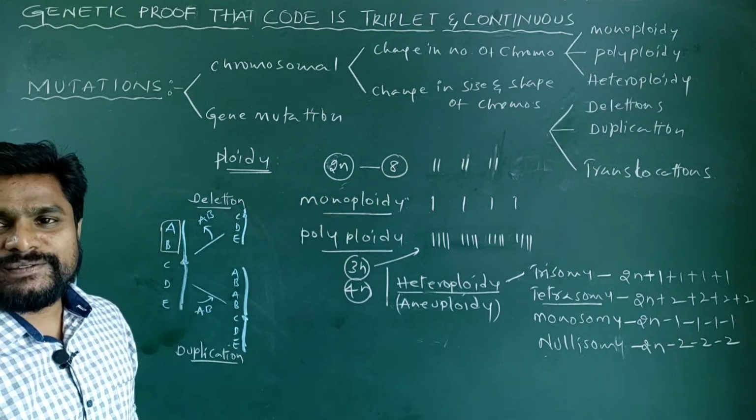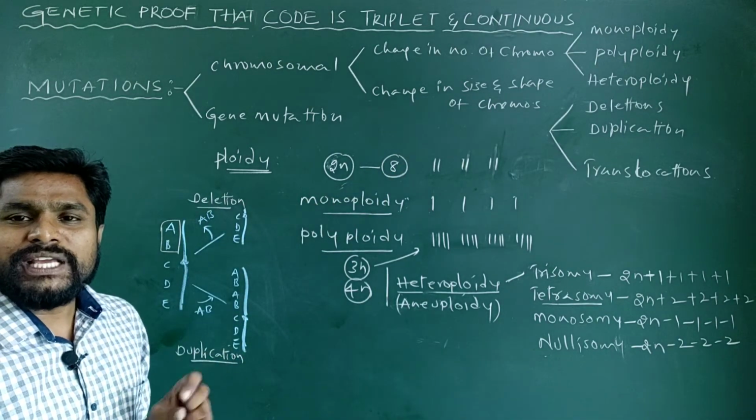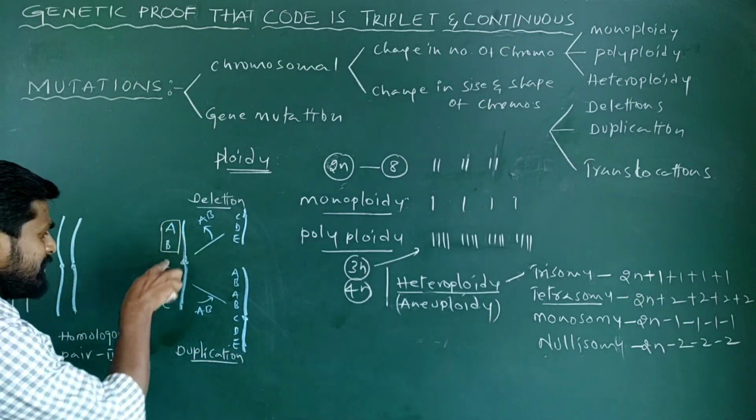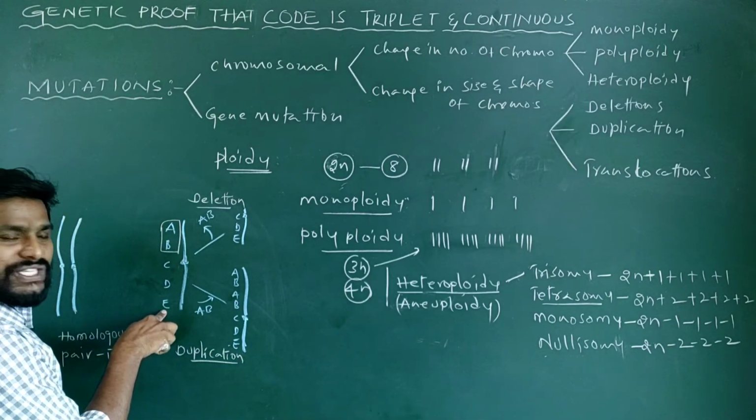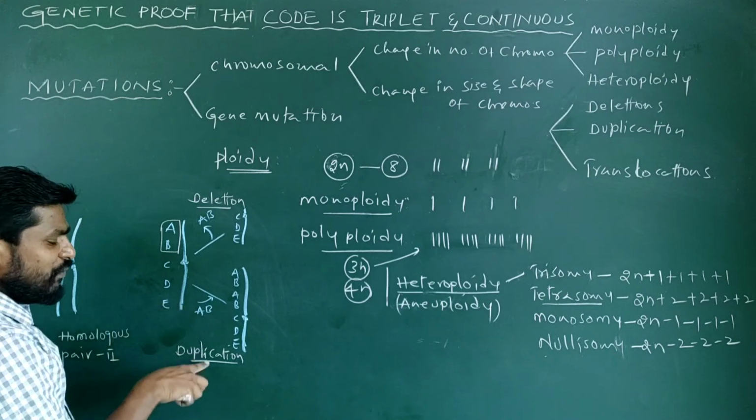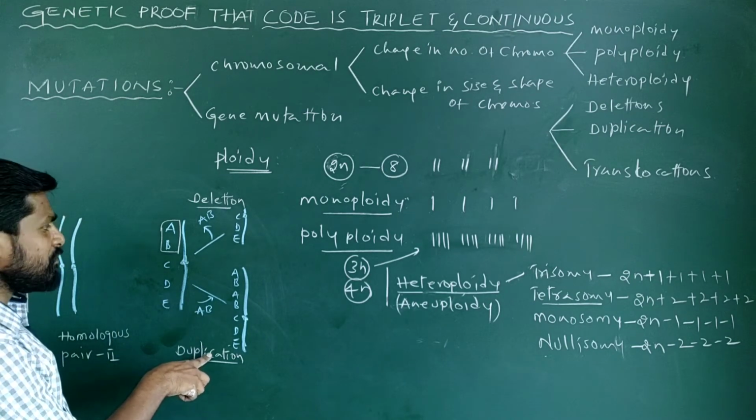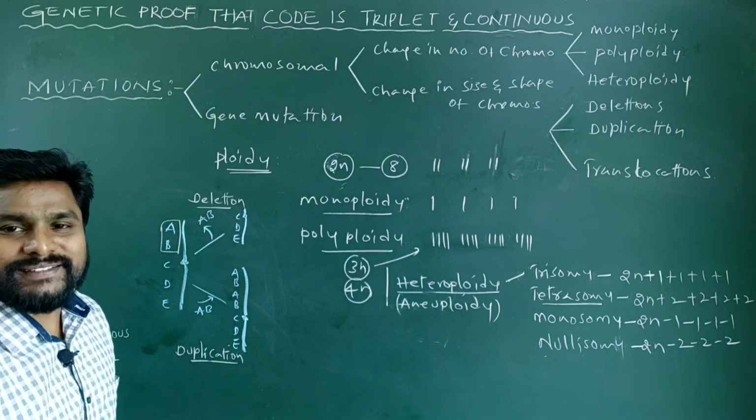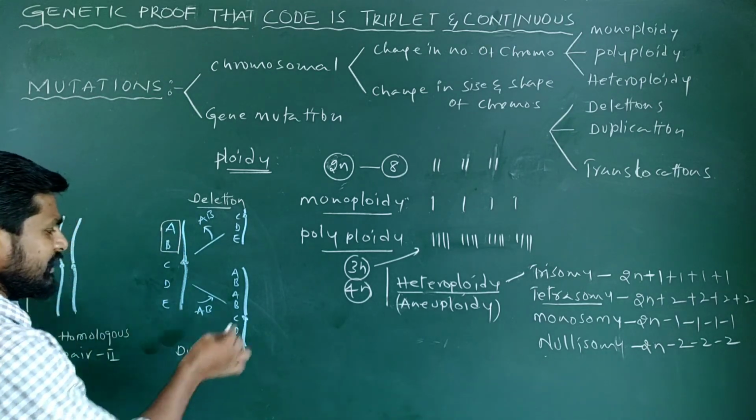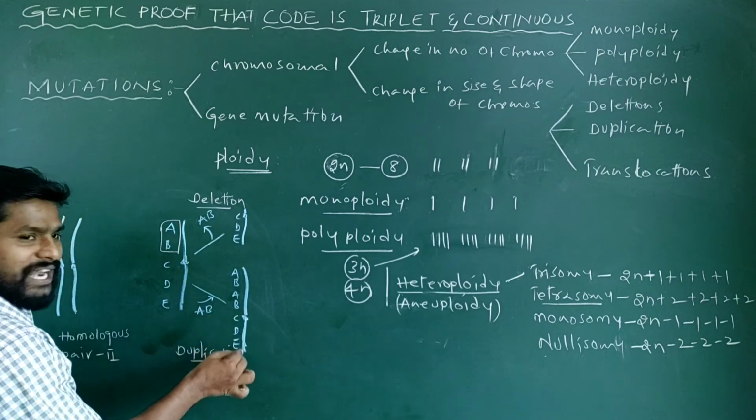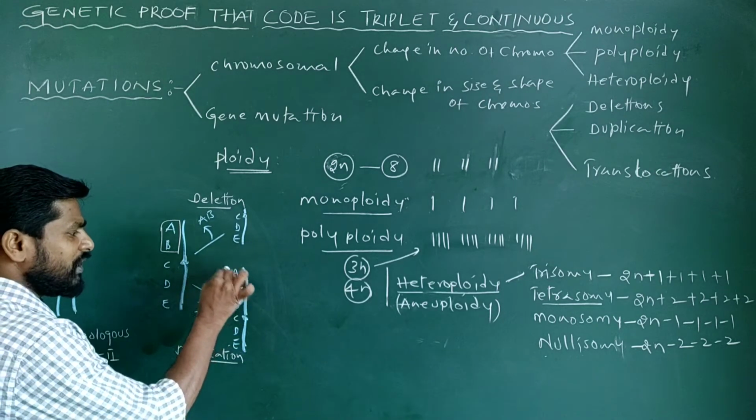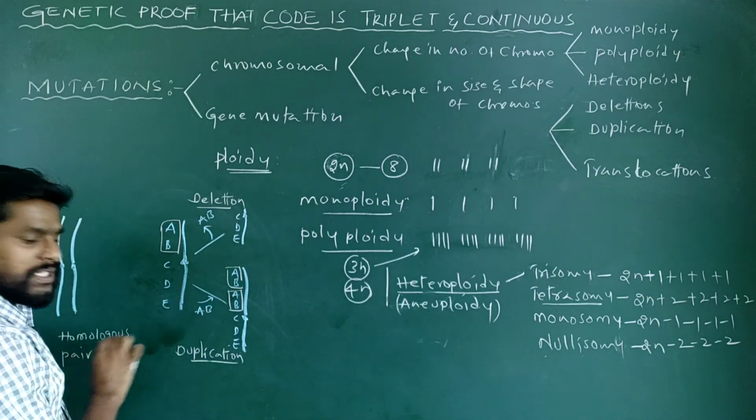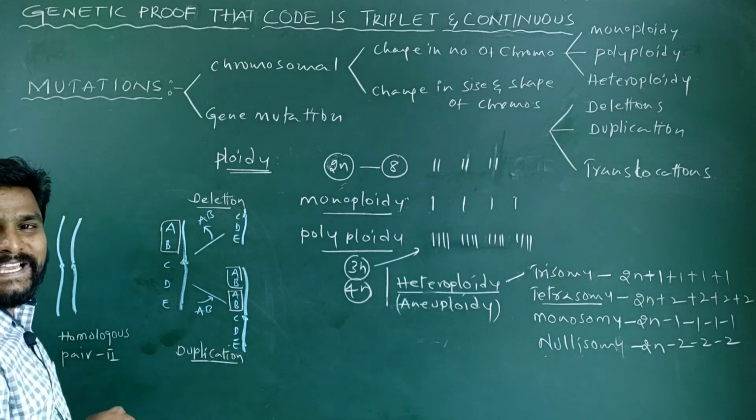And duplications, which means duplication of a segment of a chromosome. Here this is A, B, C, D, E, the sequence of genes on this chromosome. If it is involved in duplication, say A, B genes of this chromosome get duplicated, then what happens? The chromosome would be formed like this, having the duplicated copies of A, B genes. This is what we call duplication.